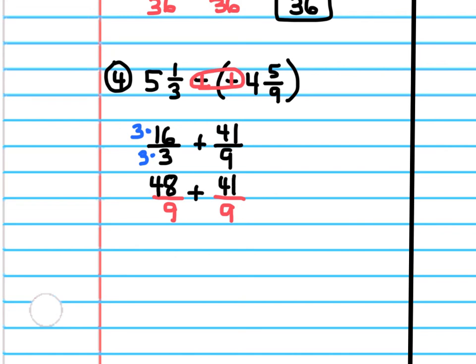And now we can use our adding rules. So here we have the same denominator, so we're going to keep the denominator. Okay, and then 48 plus 41, that's going to be 89. And then you can leave it an improper fraction. Now remember, the only time I say to make it a mixed number is if we were answering a word problem. If it's a word problem, then you definitely want to make it a mixed number.